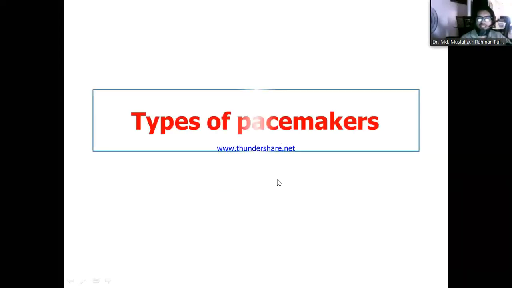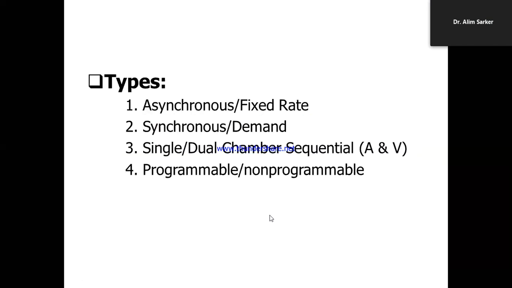So the next topic we will see is the types of pacemaker. A lot of types and classifications are there, but some types are: asynchronous, that is fixed rate, where the pacemaker is at one fixed rate and paces continuously; and synchronous, that is demand pacing, where according to the demand it will pace. Another classification is single chamber or dual chamber sequential pacing. And another is programmable or non-programmable. Let us see one by one.